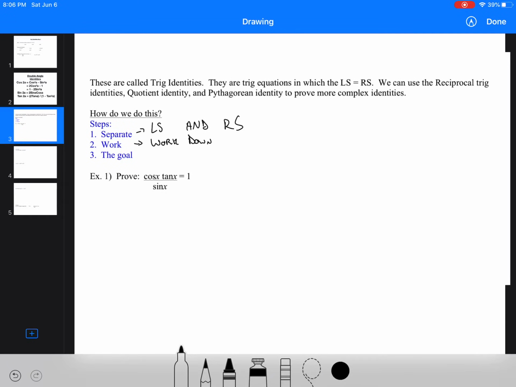And if you get stuck on one side, you can start working on the other. And then the final thing is the concluding statement, which you write after you've reached your goal.